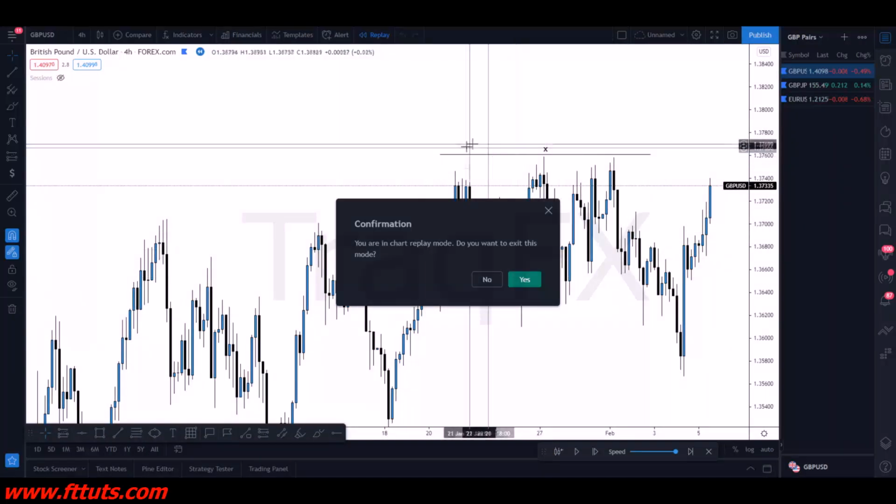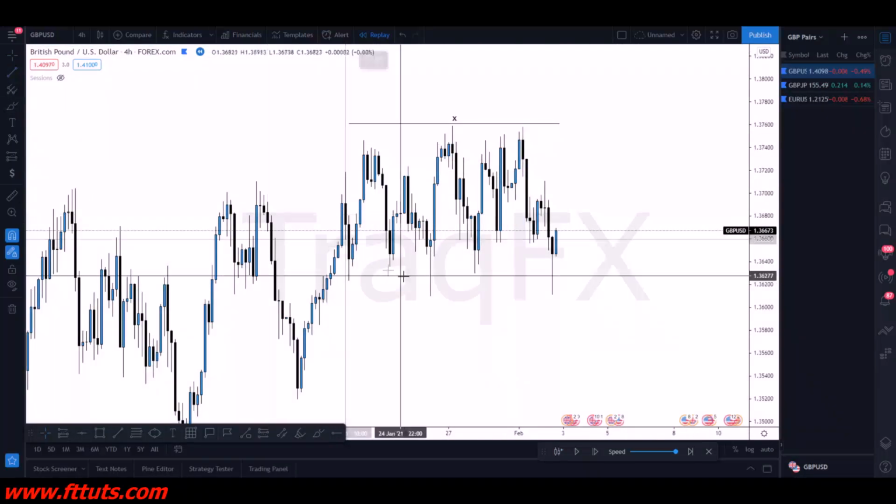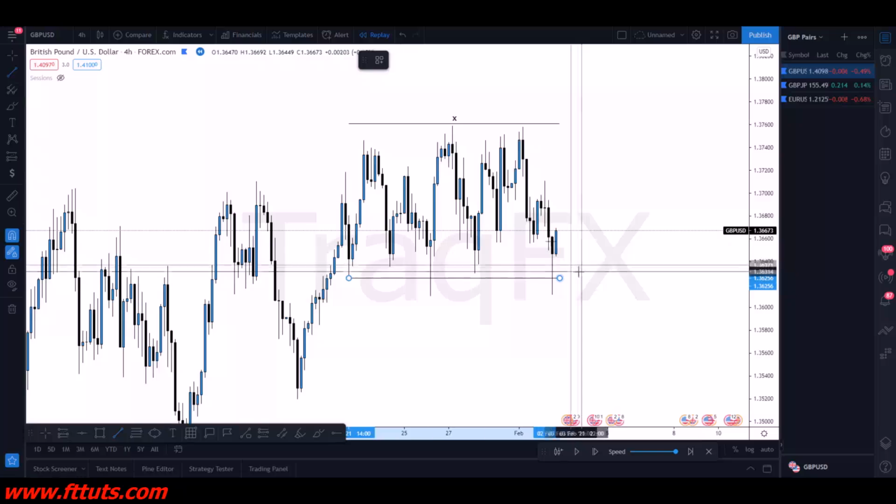Now not only that, but okay, this is already hindsight, you guys have seen this, but over here what we can see is that there's liquidity resting below.